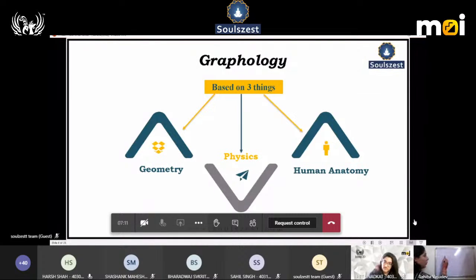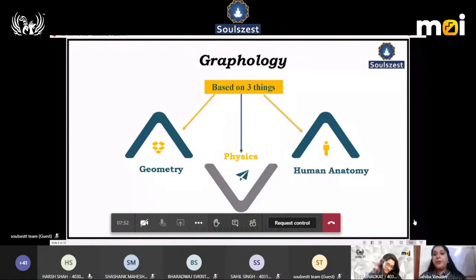If the slant is towards your right side, towards this side, that means the person is more emotional. If the handwriting is vertical, the person is logical. And if the slant is going towards the left side, the person's head, I would say, works more than the heart. He is a hardcore logical mind.